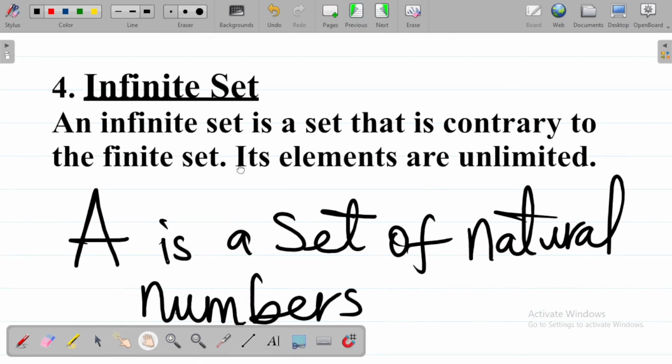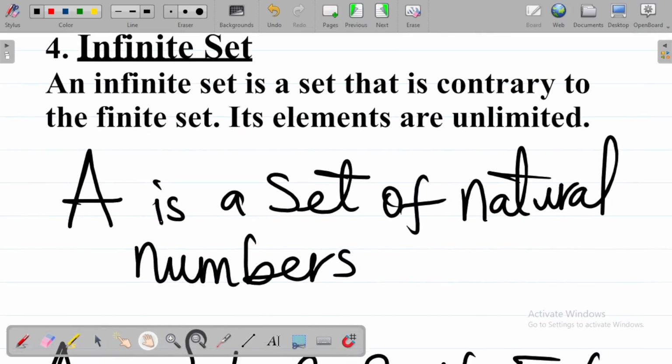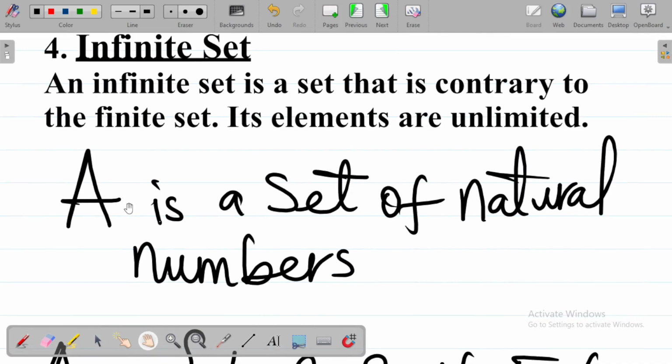But an infinite set has no limit. So it can be 100, it can be 200, it can be 300, whatever. But you need to know that an infinite set has no limit, but a finite set has a limit.